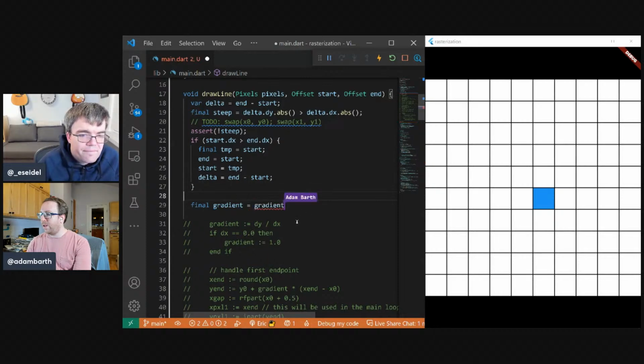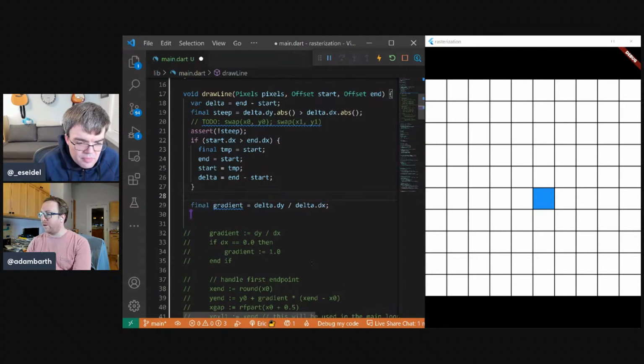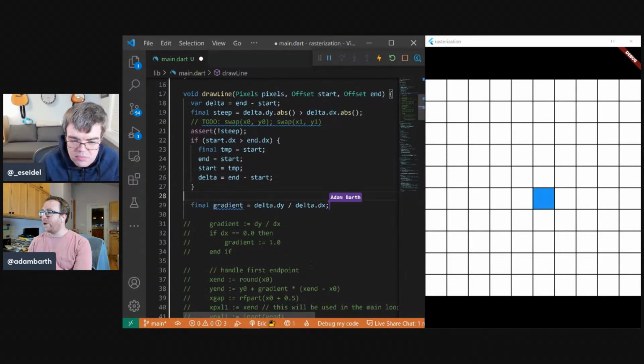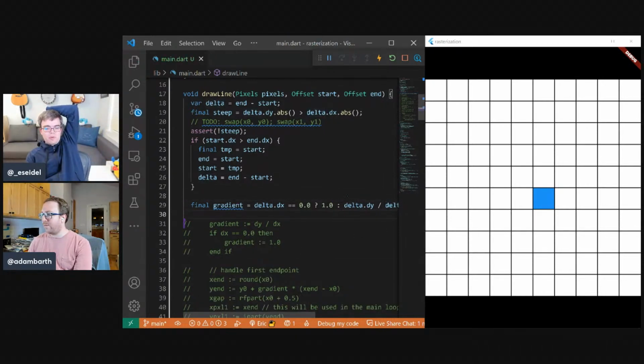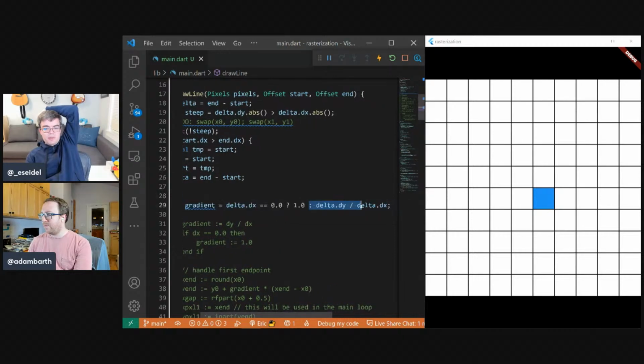Okay. Gradient equals delta.dy divided by delta.dx, right? What's going to happen if we get divided by 0 here? Oh, we can just test it above, right? We can say, before we do the division, if this thing was 0, then 1.0, otherwise this. I actually think that it might be a silent failure. I don't remember what Dart's behavior is. Rust would definitely blow up.